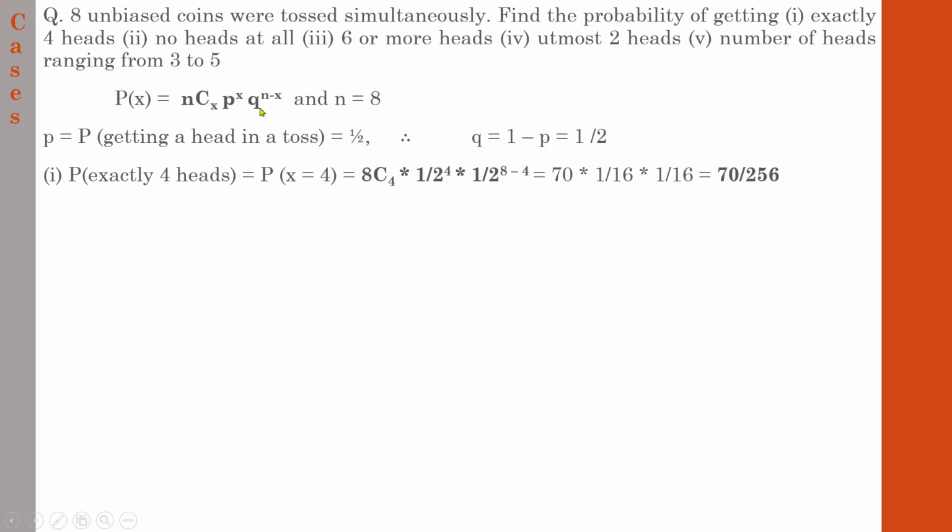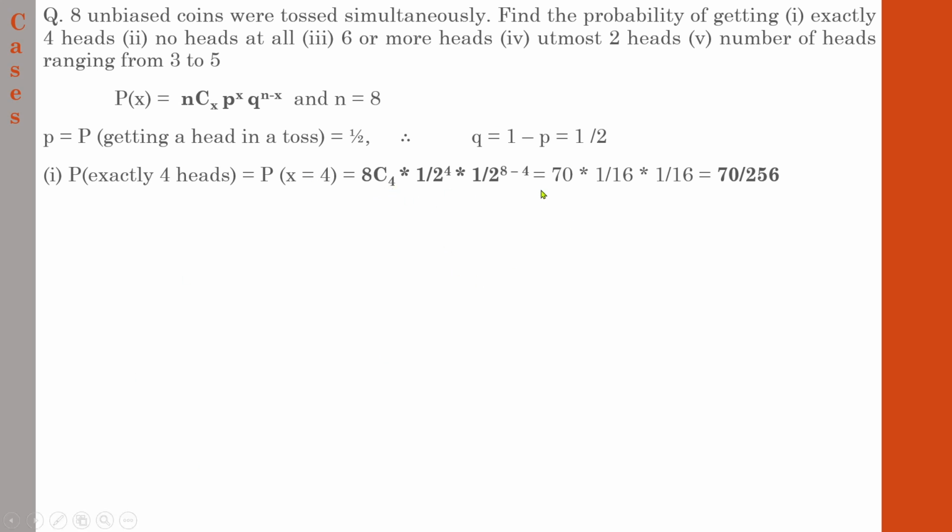But the superscript of q is written as n minus x. n means 8, and x means here it is 4. So 8 minus 4, it will be 4. And I hope you know how to solve 8C4. We are not going to discuss the computation of combination or any of the simple mathematical steps. So I will go directly to the answer. Just go through the computation. If you have any queries or any mistake, please discuss.